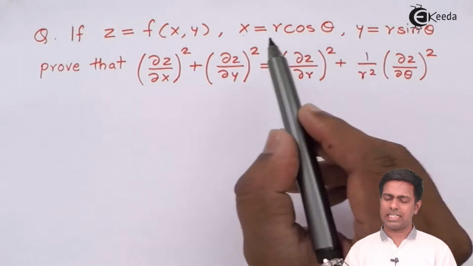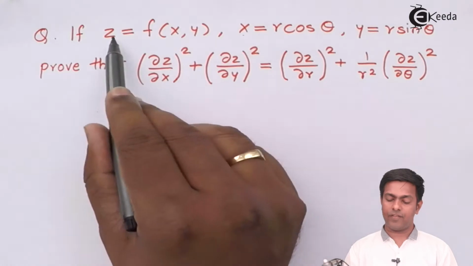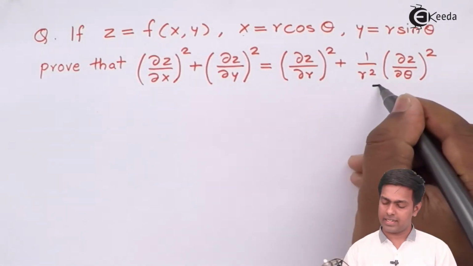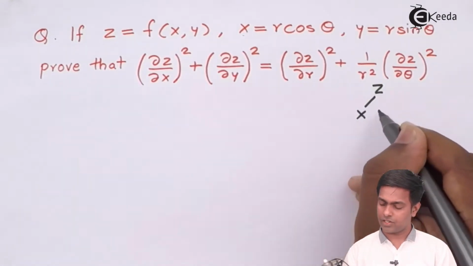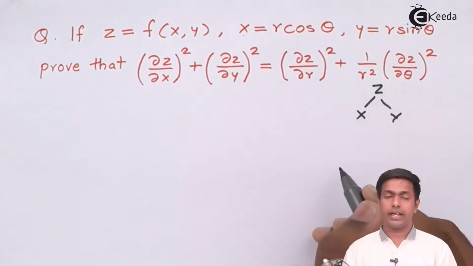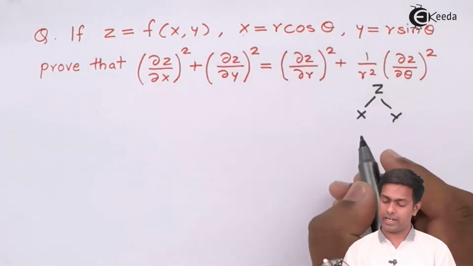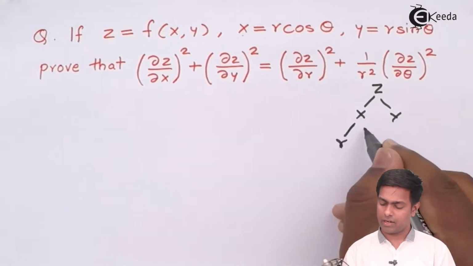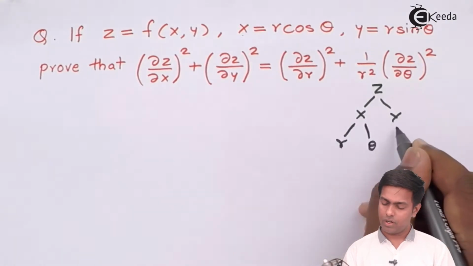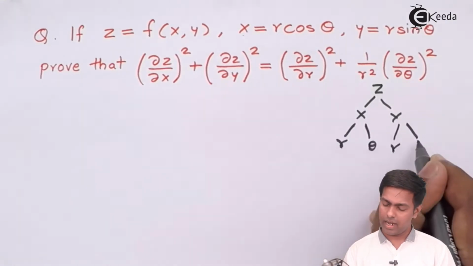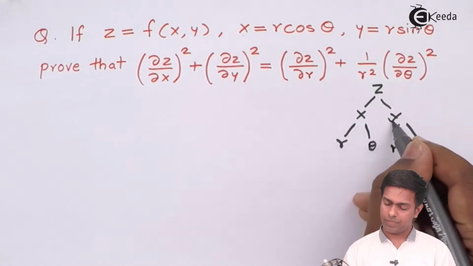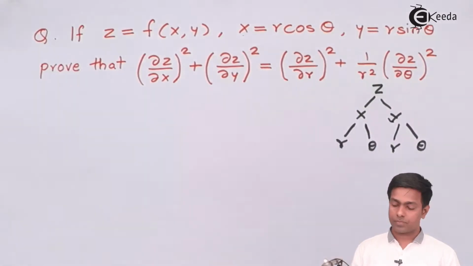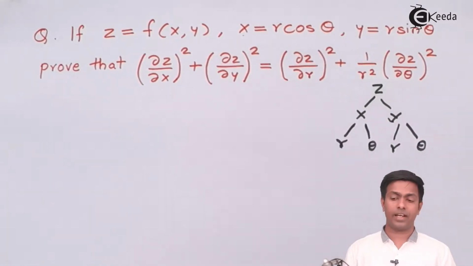So guys, here you can see that z is a function of x and y. So here I'll write z as a function of x and y. Next, x is a function of r and theta, so here I'll write r, here theta. Y is also a function of r and theta. So here we got the tree diagram. Now next part is, let's start with the solution.